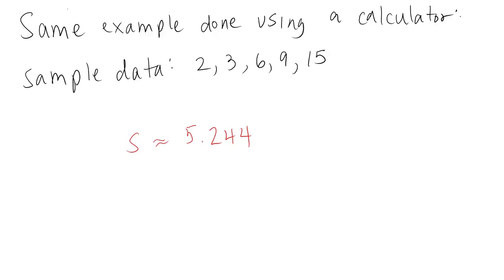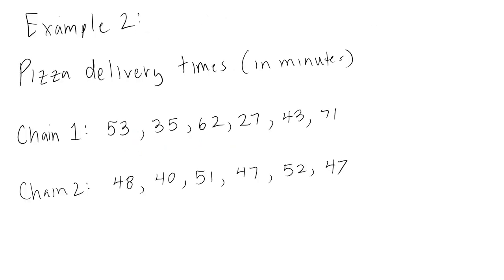So let's try to get a handle on understanding standard deviation. And we'll do this by looking at an example of 2 lists of data. I have the number of minutes it took for 2 different chains to deliver pizzas to a specific address. So for chain 1, it took 53 minutes the first time, then 35 minutes the second time, and so on. For chain 2, it was 48 minutes the first time, 40 minutes the second time, and so on. What I'd like to do is calculate the standard deviation for each of these 2 sets of data. These are samples. So I'm going to call the standard deviation S.